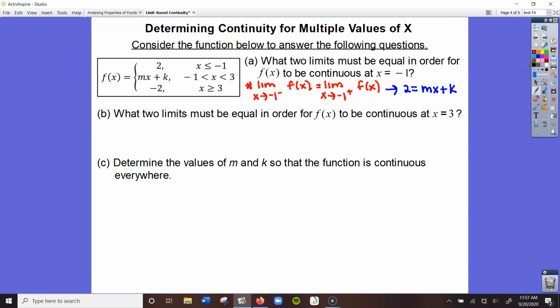We're going to take a look at the following question. What two limits must be equal in order for f of x to be continuous at x equals 3? Again, we follow the same logic. For any limit to exist, the limit as x is approaching 3 from the left of f of x must equal the limit as x is approaching 3 from the right of f of x.